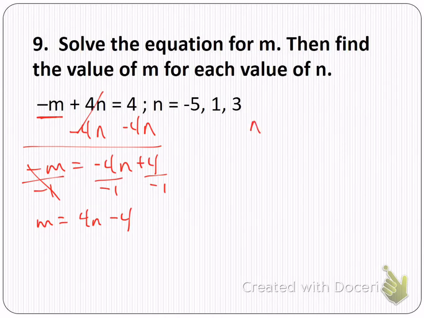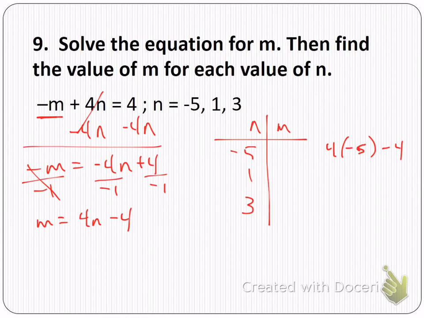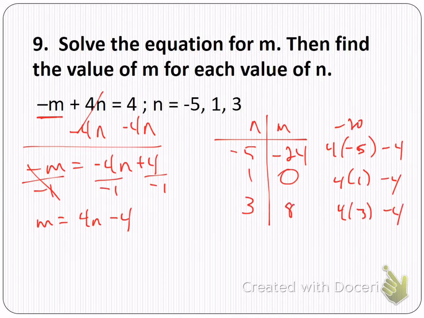Right? So now I'm going to do this n-m chart, where n is negative 5, 1, and 3. I'm going to plug in negative 5 for n. Get 4 times negative 5 minus 4. 4 times negative 5 is negative 20. Negative 20 minus 4 is negative 24. And the same thing here. This becomes 0. And this becomes 8. Okay? That's all there is to it. All right.